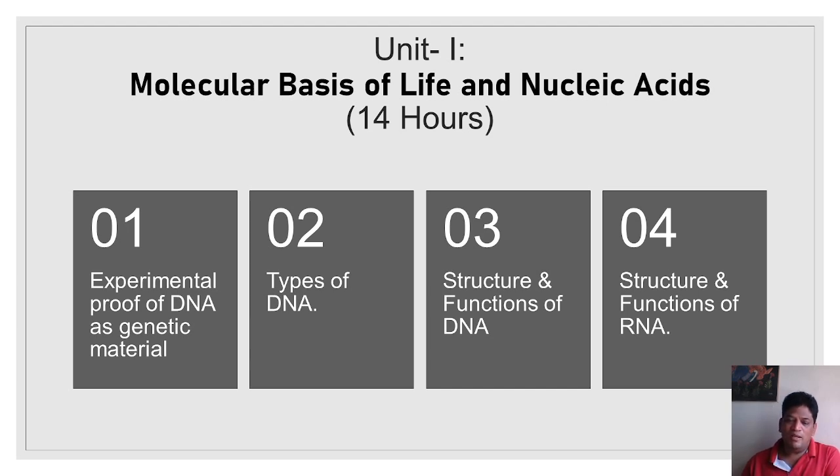Part 1 consists of experimental proof of DNA as the genetic material. Part 2 will be types of DNA. Part 3, structure and functions of DNA. Part 4 will be the structure and functions of RNA. Let's have a brief look at what we are going to deal with in these 4 parts.